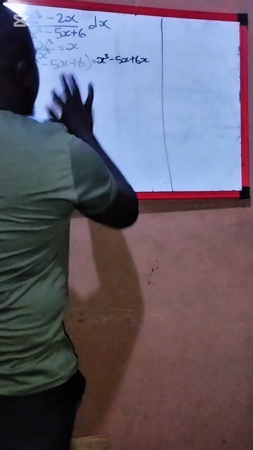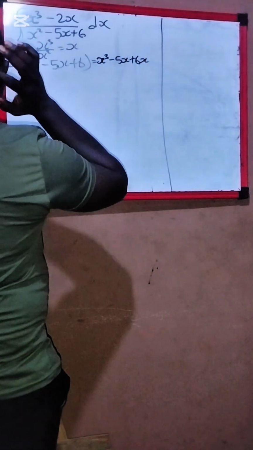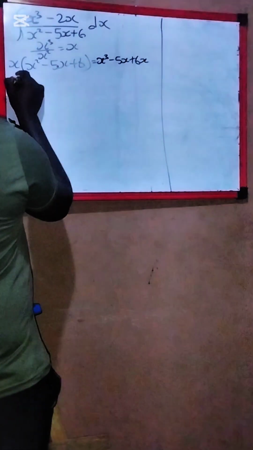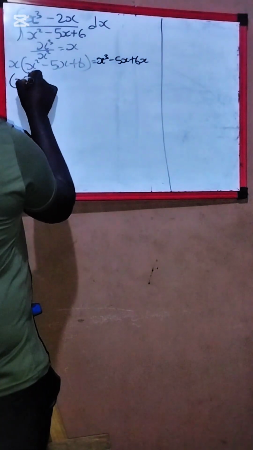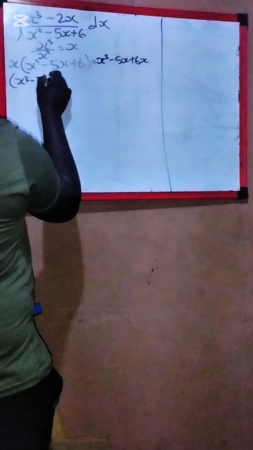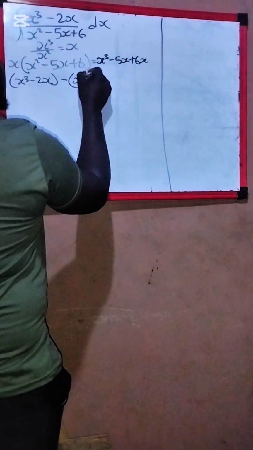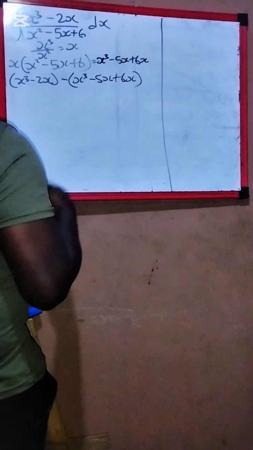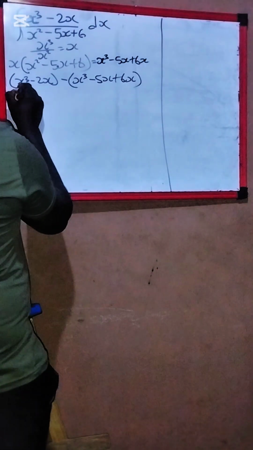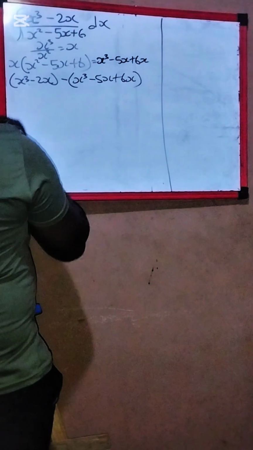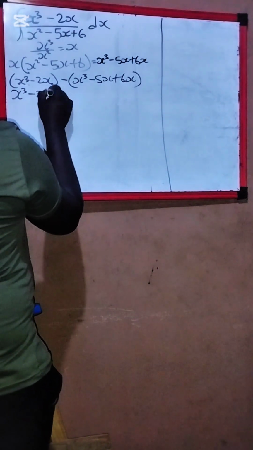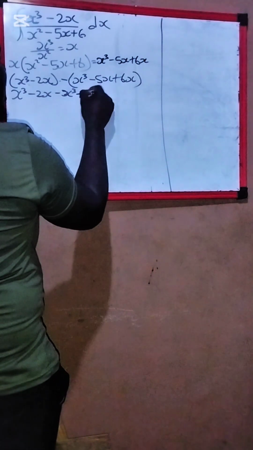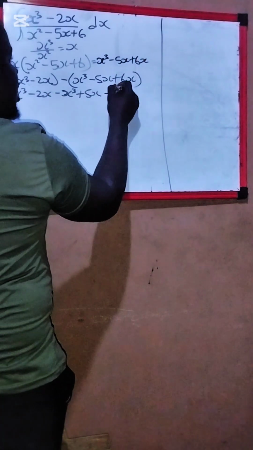All right, so the next thing to do: we've gotten this, right? We use this numerator here to subtract this. So we are going to have x cubed minus 2x minus bracket x cubed minus 5x plus 6x. Using this minus to open up, we have x cubed minus 2x, minus times x cubed gives minus x cubed, minus times minus gives plus 5x, minus times plus gives minus 6x.